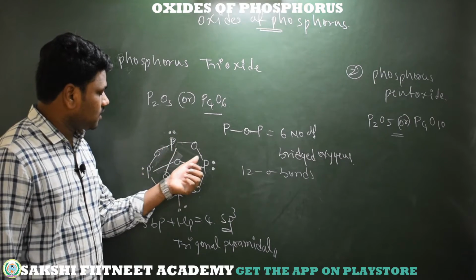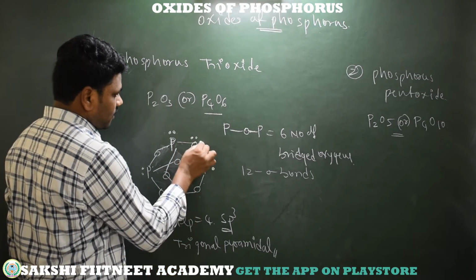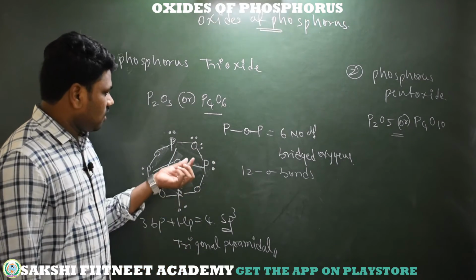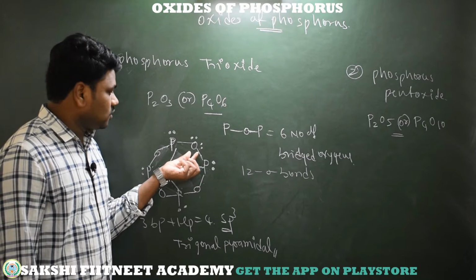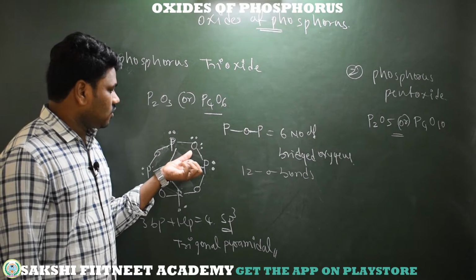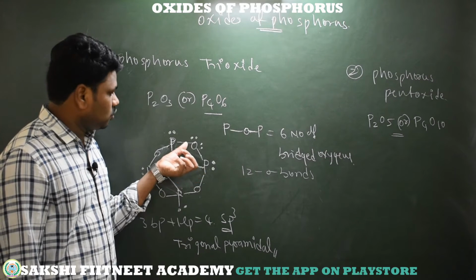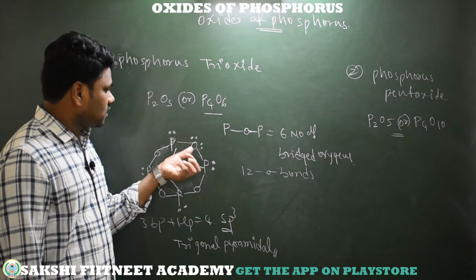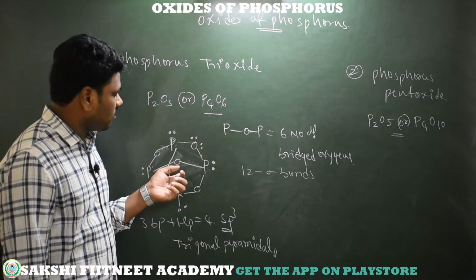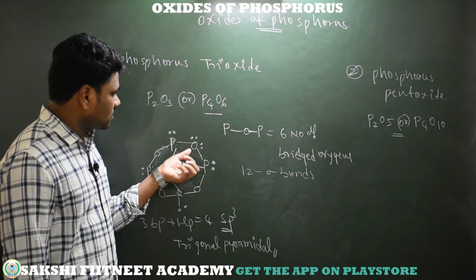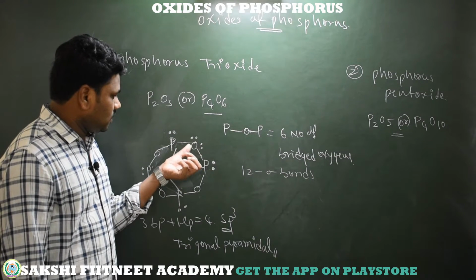Here we have 2 bond pairs, and 2 lone pairs, because oxygen belongs to the 6th group. Those 6 valence electrons exist as 2 lone pairs and 2 unpaired electrons. These 2 unpaired electrons are involved in sigma bond formation, that is, covalent bond formation. So around each oxygen we have 2 lone pairs and 2 bond pairs.